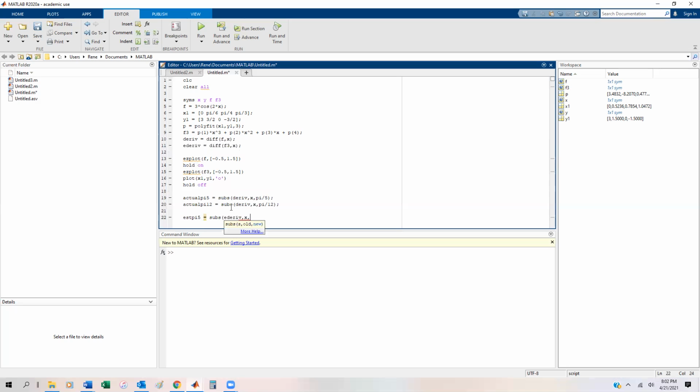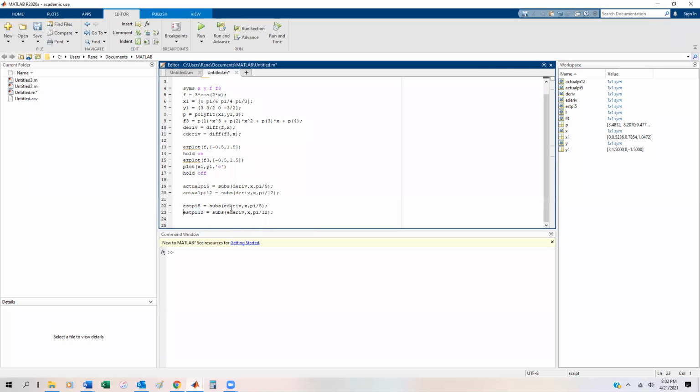The old value is x. The new value is going to be pi over 5. And just like we did before, copy and paste, and I'm just going to call this 12. And this is our 12. So we just took the derivative of the polynomial function. Now we have our actual, we have our estimate, and now we need some errors.